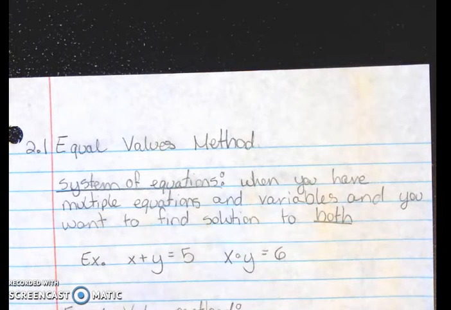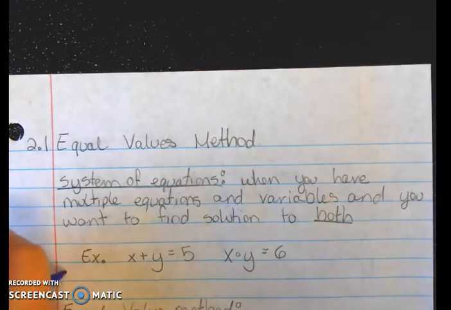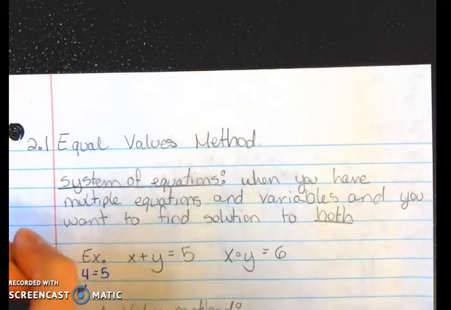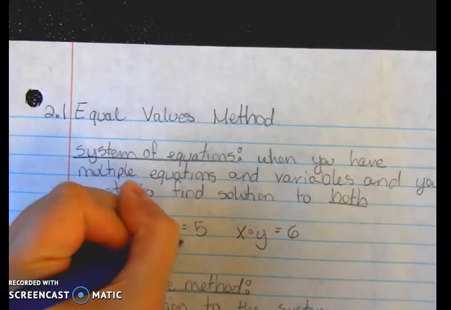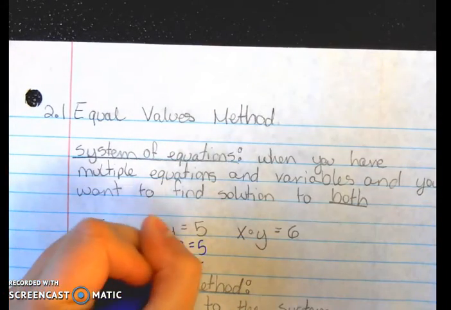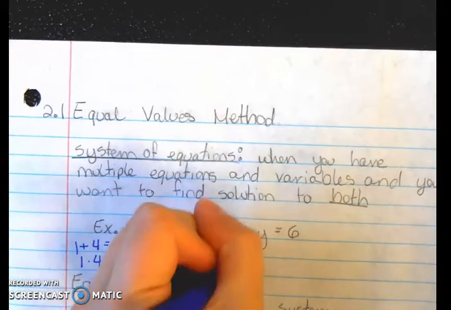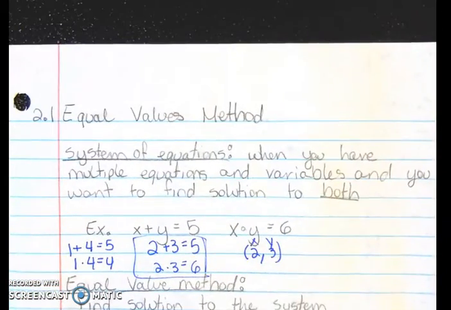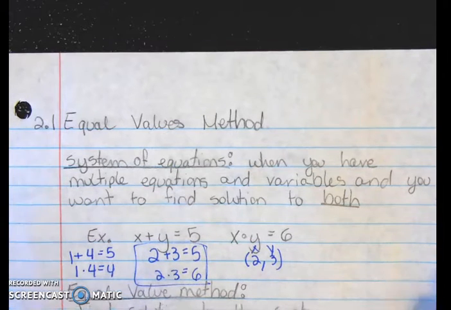But we want the solution to both. So what, when we add them, equals 5 and multiply them equals 6? Well, when you add 1 plus 4, you get 5. But when you multiply them, you get 4, not 6. When you add 2 plus 3, you get 5. When you multiply 2 times 3, you get 6. Oh, there's our solution. So our solution would be 2, 3. Remember, x always comes first in our ordered pair, y always comes second. So there's always guess and check, which we used a lot today.